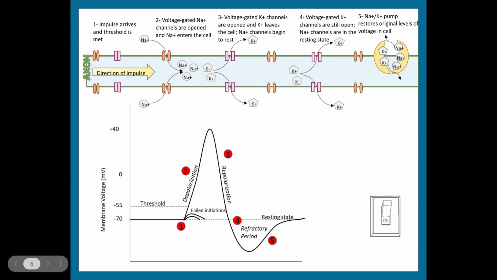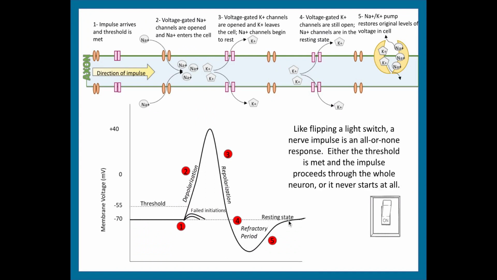If you were to track the voltage inside a cell, it would go up, then down, and return to its resting state. So kind of like flipping a light switch, a nerve impulse is an all or none response. Either the threshold is met and the impulse proceeds through the whole neuron, or it just never starts at all.